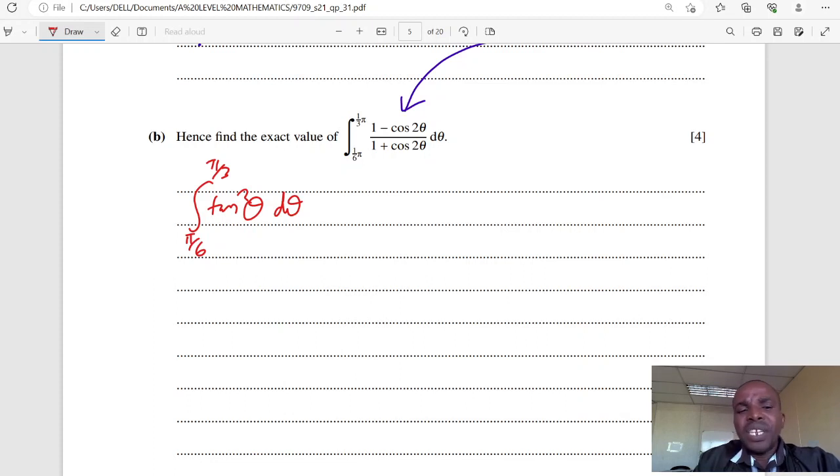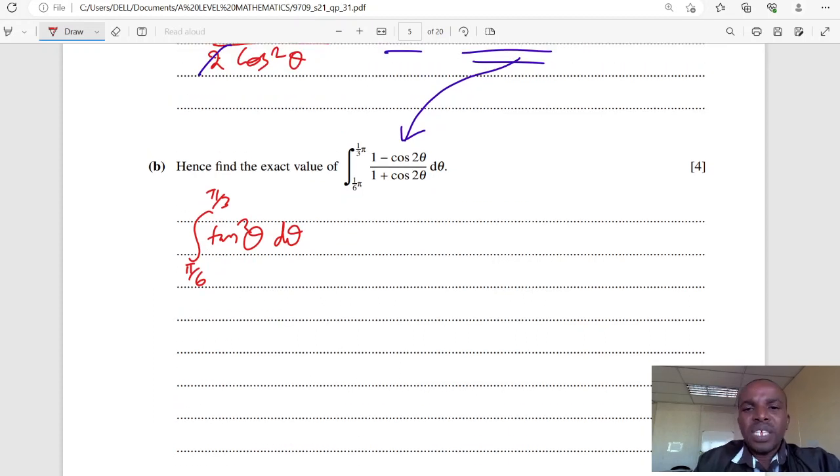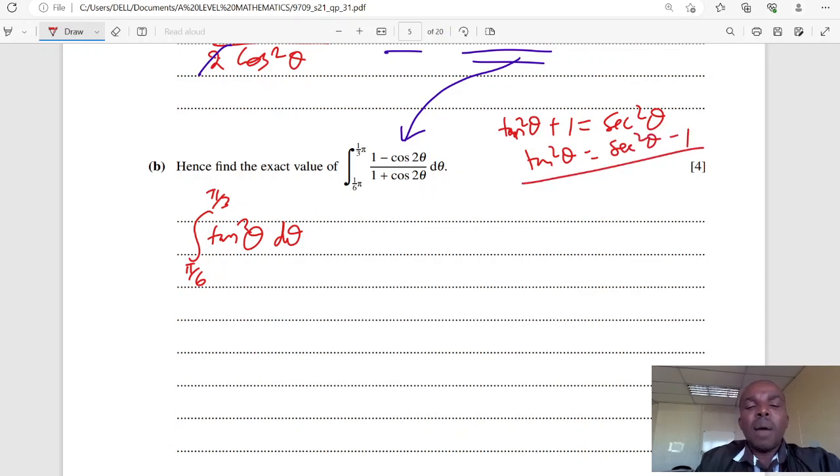But tan squared can't be integrated. It can only be differentiated. So in this case, I have to use the identity for tan squared. What is the identity? Is it there in your formula booklet? It is tan squared theta plus 1 is equal to sec squared theta. So tan squared theta is sec squared theta minus 1. So this is the identity that I have to apply in this case. What can be integrated is sec squared. So I can use sec squared theta minus 1, then d theta, with the limits pi over 3 and pi over 6.